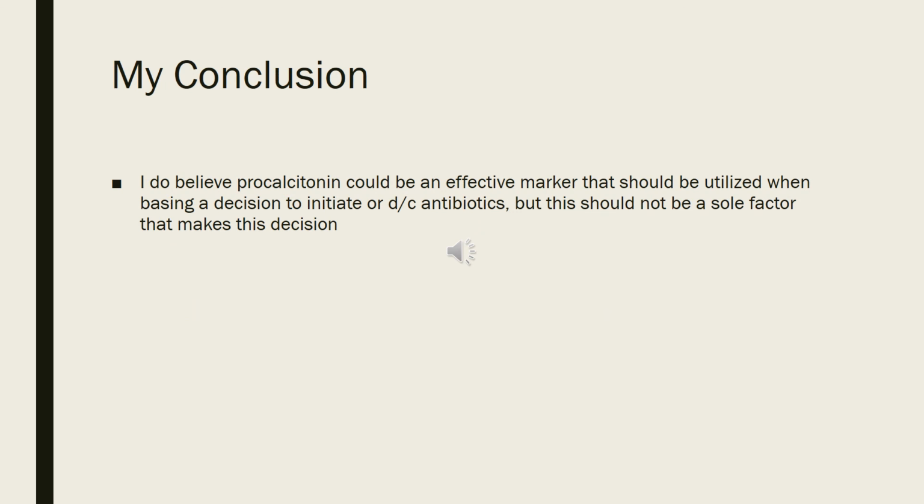As far as my conclusion, I do believe procalcitonin could be an effective marker to decide if we need antibiotics or if we need to DC the antibiotics. But I do not think this should be the sole factor that we look at to make this decision. Of course, I think we should bring in all the other things that are associated with the patient, what they look like, what their other lab levels are like, WBC, their chem panel, and all of those should be collectively looked at before making any sole decision on procalcitonin.